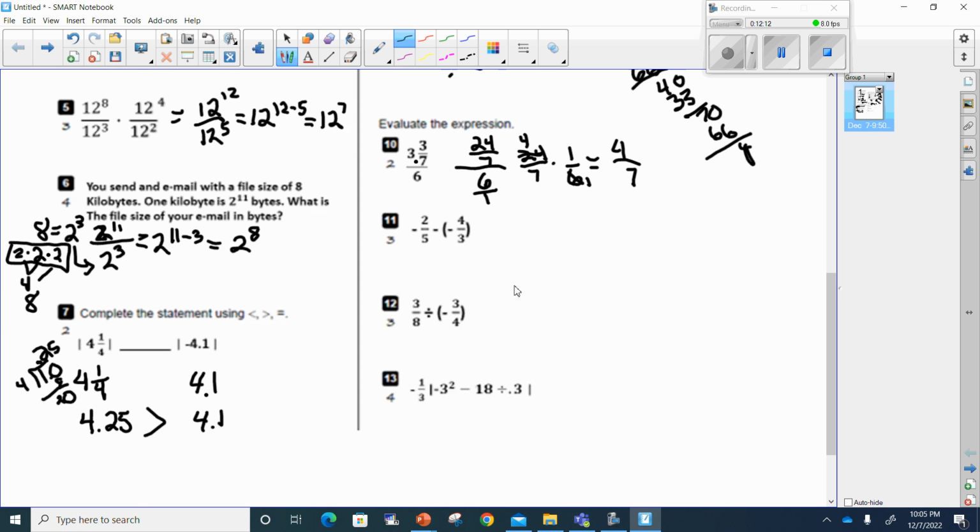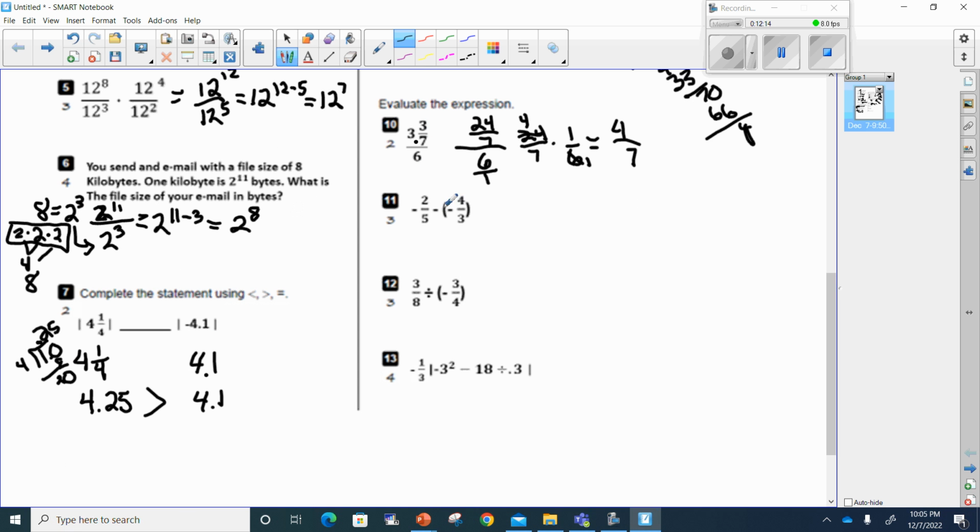All right, let's go to number 11. Number 11, we have, well, it's a multiplication problem and then addition. You might not notice the multiplication problem because that's a negative with a parentheses and a negative. But remember, whenever a negative is outside of a parentheses, you have to multiply it to what's in the parentheses. Well, negative times a negative is a positive.